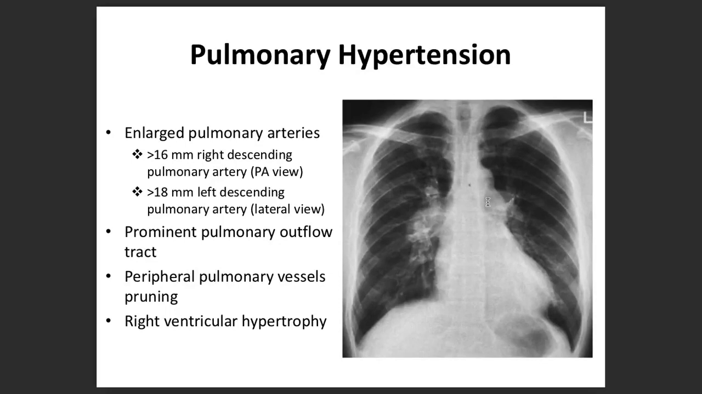Okay, the pulmonary outflow tract is going to be more prominent. Peripheral pulmonary vessel pruning is going to be there. So what is pruning actually? If we look carefully over here, these proximal vessels are very prominent, but distally they are absent. We can't even see them at all. So this is what is called pruning. And of course, right ventricular hypertrophy.